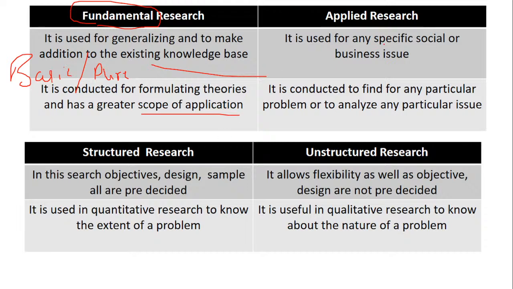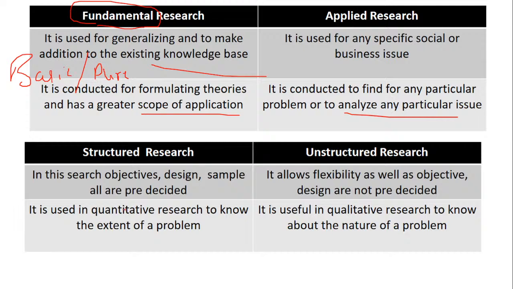Whereas applied research is research which is used for a specific issue. Application, which is used for an application base. It is conducted to find out a particular problem or to analyze a particular issue. So applied research is to come up with something for a specific issue, whereas fundamental research will help you add something to the existing knowledge. That is addition. Here it will come up with something specific with reference to an issue.